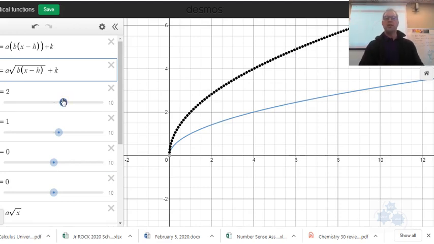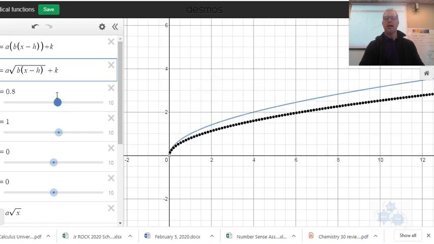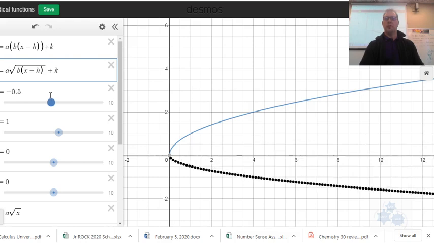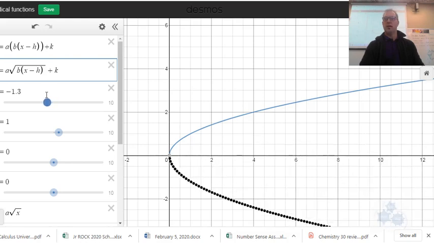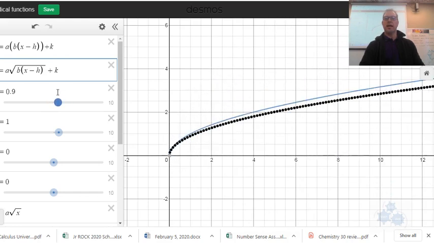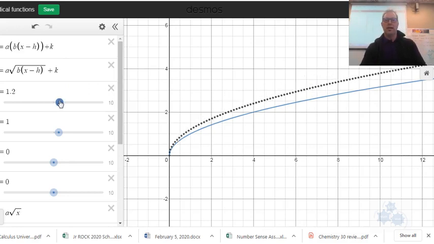So if I change the a value, it still stretches the graph vertically. If I bring the a down, it compresses it. If a is negative, it flips it. So a does the same thing to this kind of graph right here. That's what it looks like as it changes. All right? So that's a.